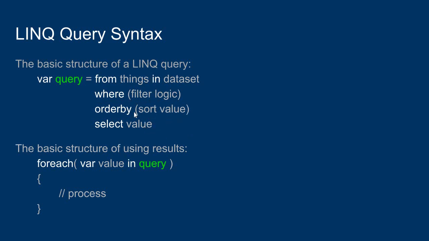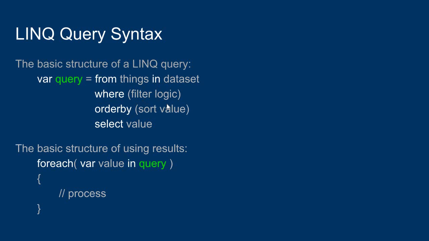So the way the syntax works is, if the data set was an array of integers, then things would be an integer variable. If this data set were a list of robot objects, then things would be of type robot. So whatever data type is stored in this data set, the things variable is that type of data.